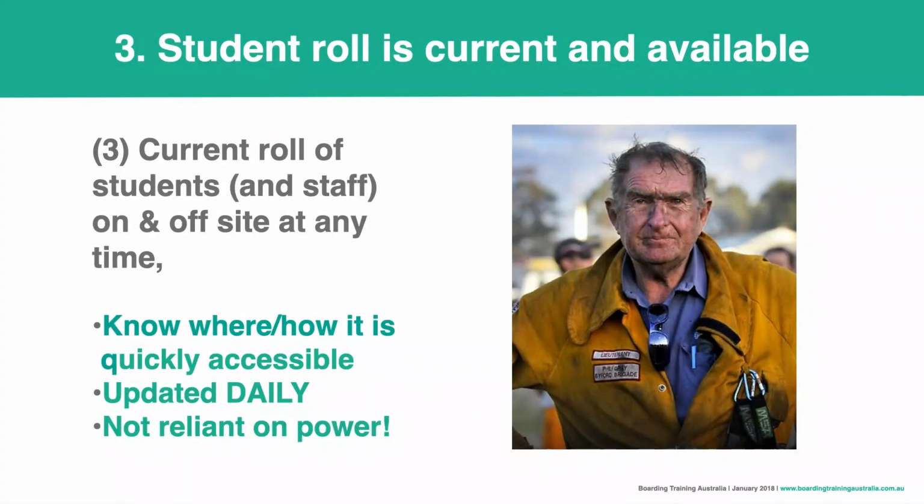The third one is knowing how to be able to keep track of your students during a crisis. How is your current roll of students and staff and visitors also? How are you keeping a record that is keeping it very up to date? Would you know where and how to access that record of up-to-date student attendance? How often is it updated? When is it updated, in the day or on the weekend? And do you have to rely on power to get that current student roll, or can you access it in hard copy? So some people are going on to online student rolls like on Reach and things like that.